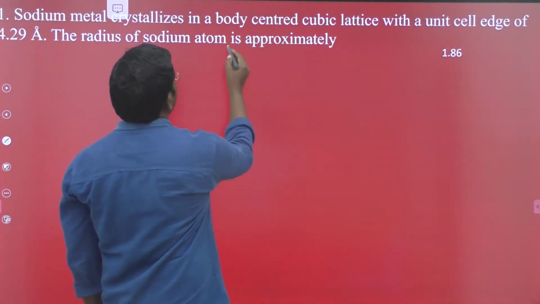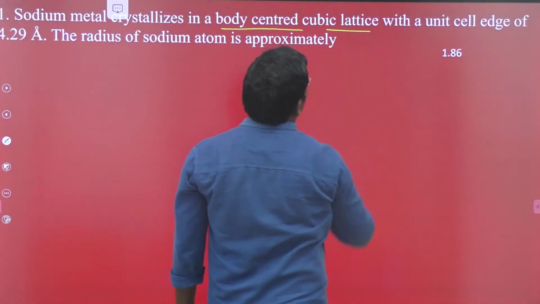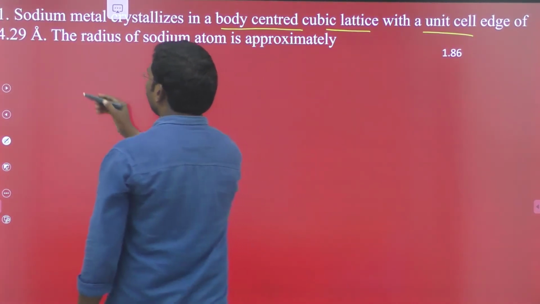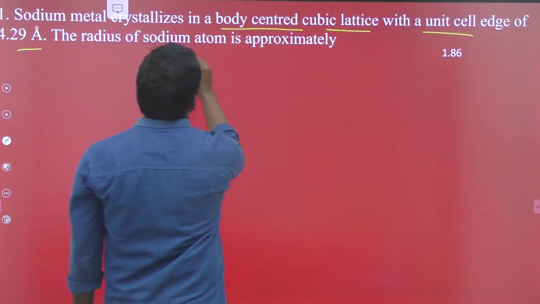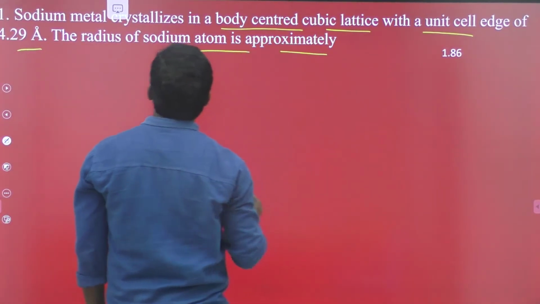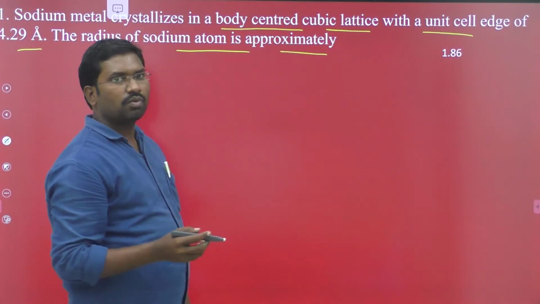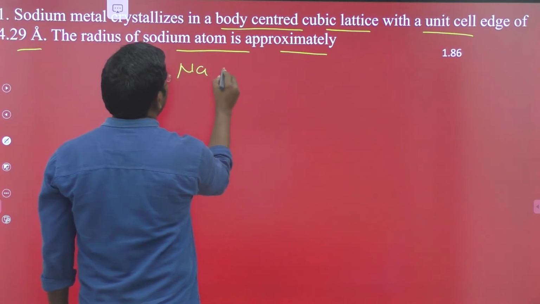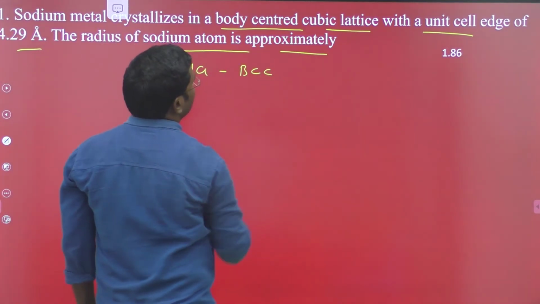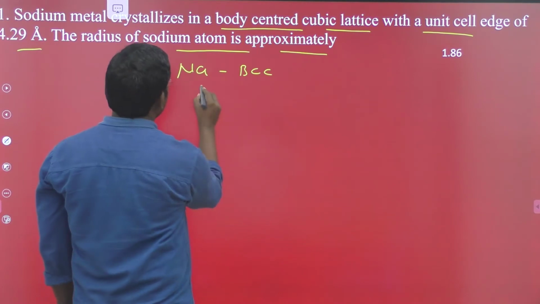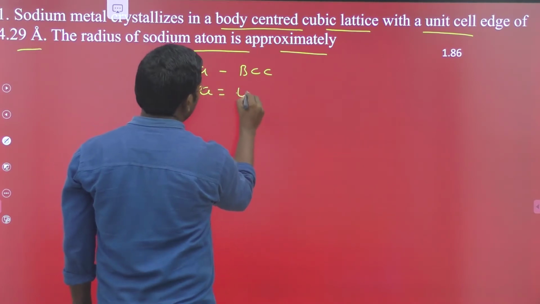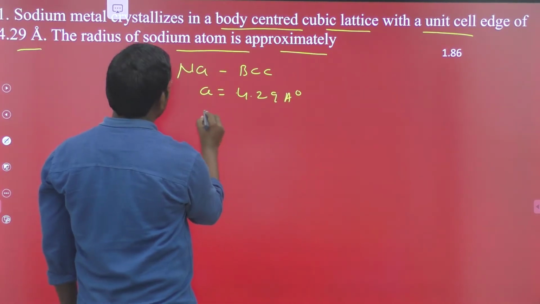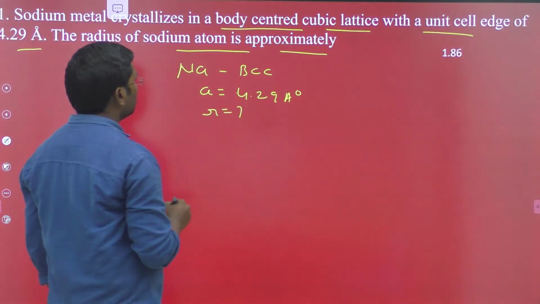If sodium metal crystallizes in a body centered cubic lattice with a unit cell edge of 4.29 angstroms, the radius of the sodium atom is approximately. So first we have to write what is given in the question. Sodium metal, Na, crystallizes in a body centered cubic lattice with a unit cell of edge length a. So edge length a is equal to 4.29 angstroms. Now we have to find out the radius of the sodium metal.